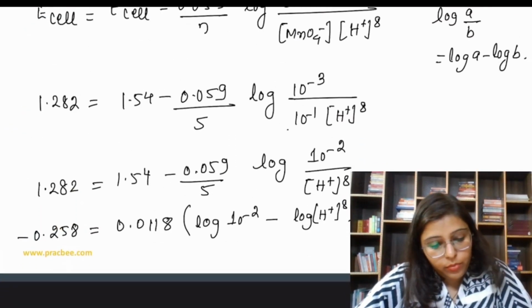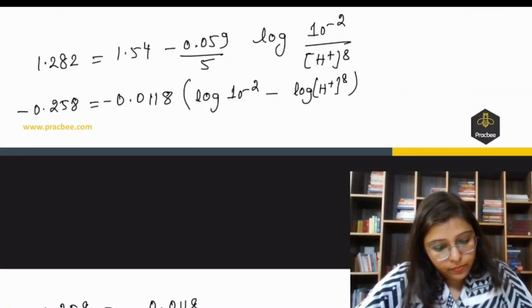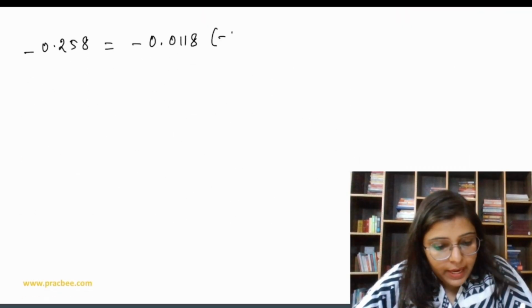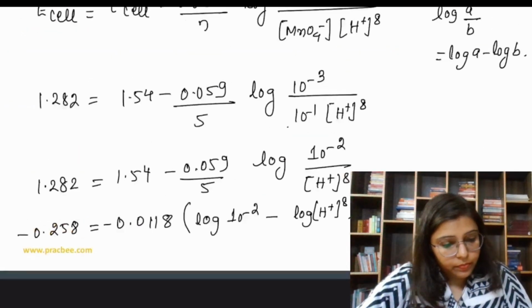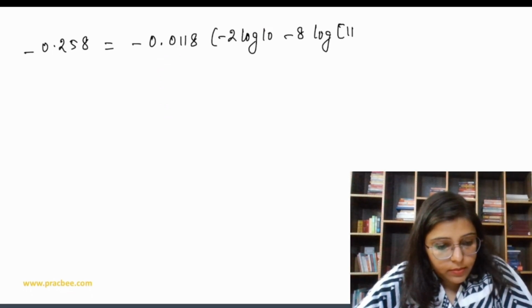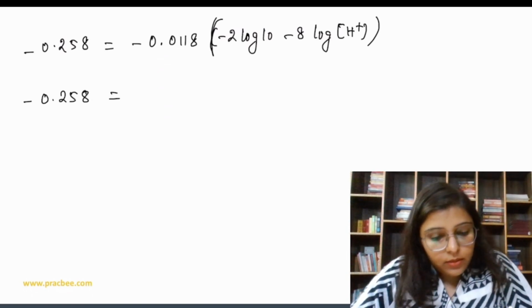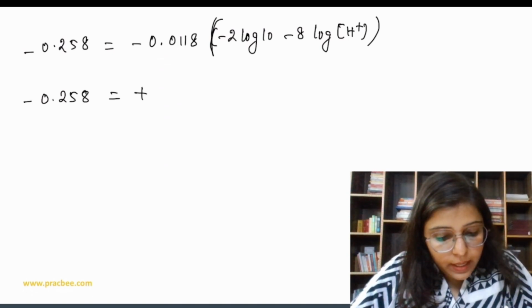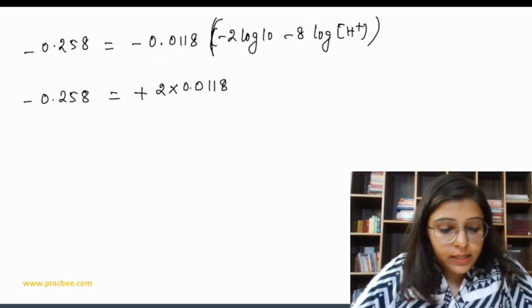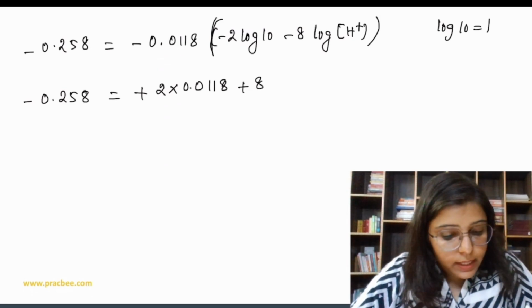It is equal to minus 0.0118 minus 2 log 10 minus 8 log H plus. So this is minus 0.258. This is going to be plus 2 into 0.0118. Log 10 is equal to 1. And this is going to be plus 8.